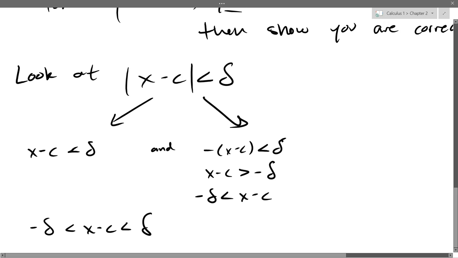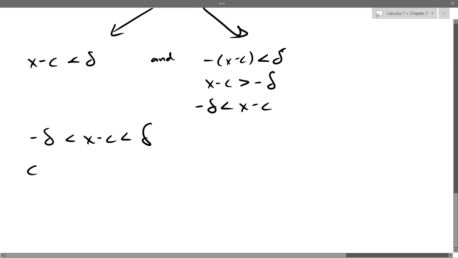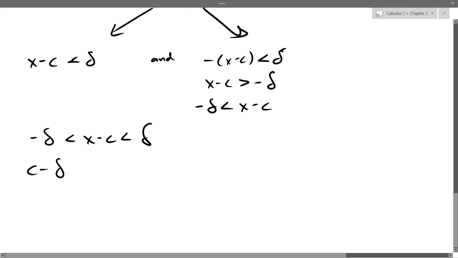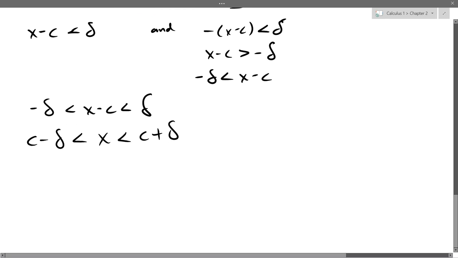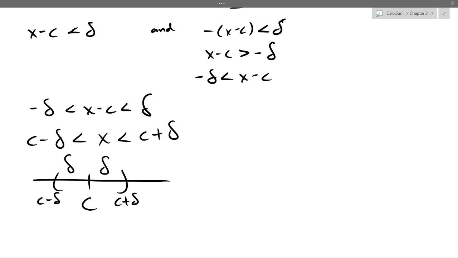No, because we didn't start out with equals. Then I'm going to add c to both sides. So we get c minus delta less than x, less than c plus delta. So this is the best way to think of the inequality. Wherever c is, you go delta to the right, and you go delta to the left. And this is c plus delta, c minus delta. So this is the way you want to think about that absolute value inequality.